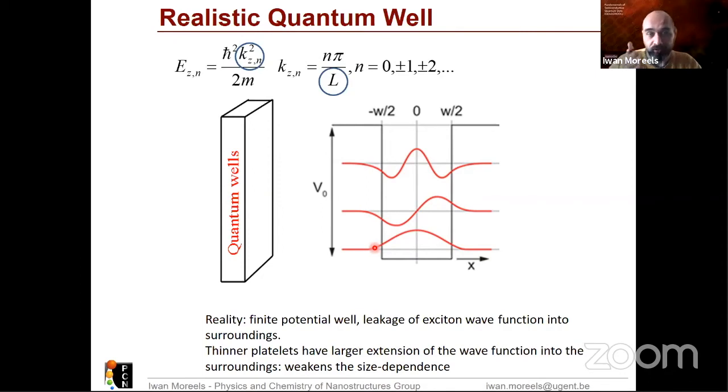Now, when you solve the equation with a finite potential well, you see this leakage. You can also appreciate that if you now start to make thinner nanoplatelets, this leakage will become stronger and stronger. And this means that what you would expect from an infinite potential well is no longer valid. The confinement effect is slightly reduced by the fact that this electron wave function will start to leak more and more into the surroundings, decreasing the quantum confinement effect a little bit and weakening the size dependence of the energy on the thickness of the nanoplatelet.